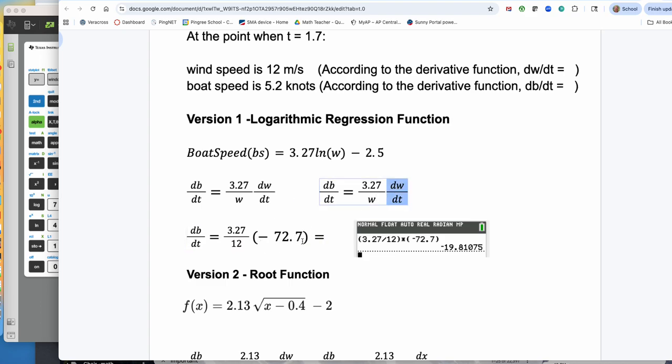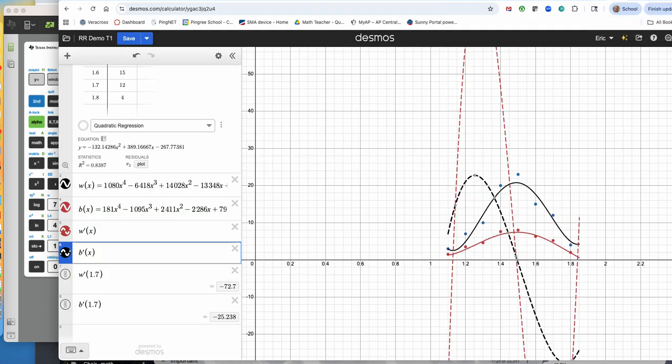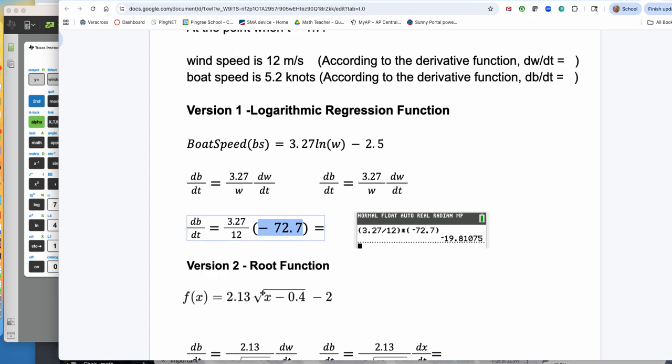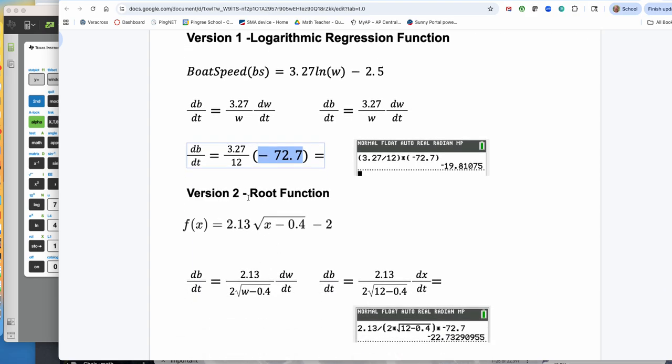How did I get that negative 72.7? If I go back to my graph to see where that comes from, you can see that when I fill in the derivative at 1.7, my rate of change there is negative 72.7. So that's where I got that number. When I crunch those numbers and type them in, I get negative 19.8. So I would predict that the rate of change of my boat speed based on the change in the wind speed would be that. All right, so here's the same thing, with a different regression function.